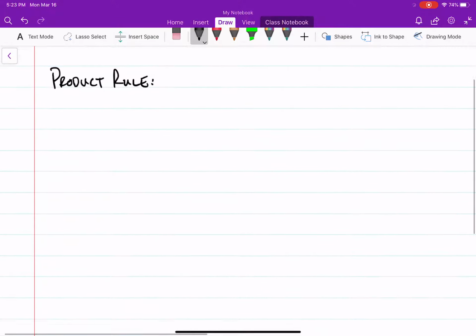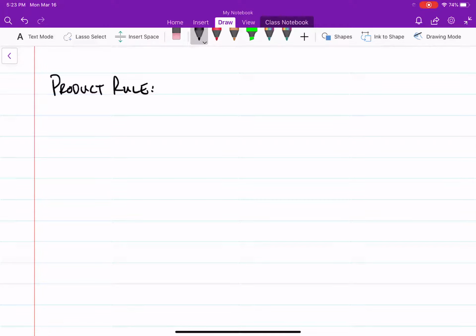The product rule states that log base A of m times n can simplify to log base A of m plus log base A of n. Now don't forget, this can also go backwards. If you have two logs with the same base, you can combine them, and when you add them, you will be multiplying the m and the n.